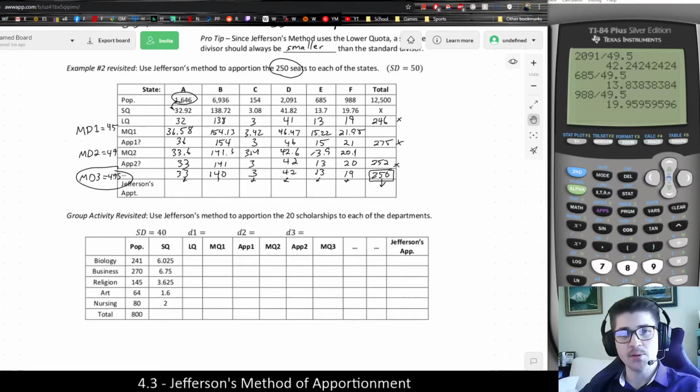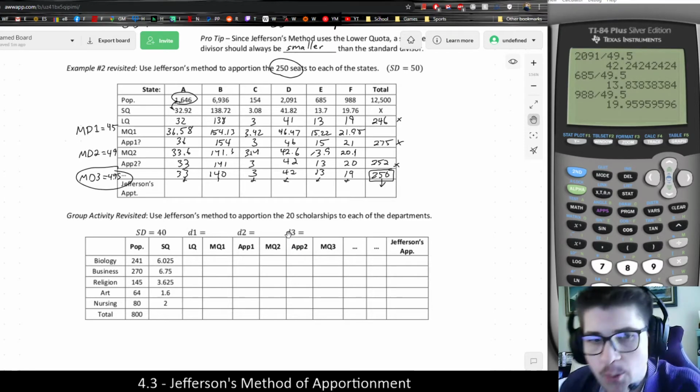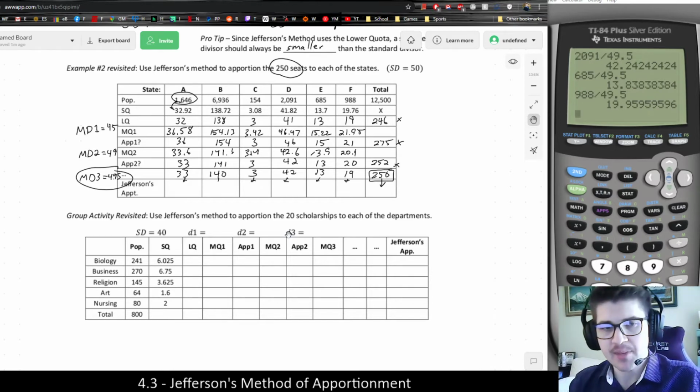Let's do another example of Jefferson's method. So again, try this one yourself if you want before, because usually in class time I would say, okay, try it with your groups, try to figure out what divisor you get working.